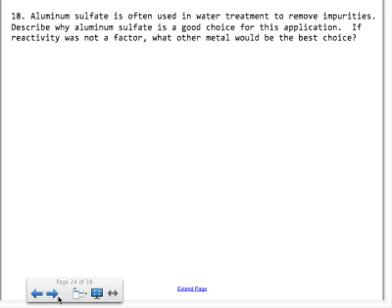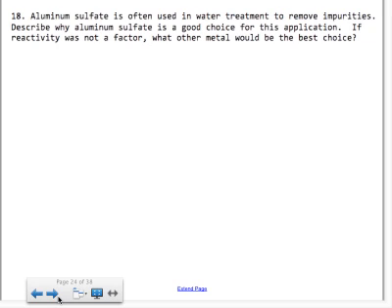So you're looking for something that's reactive, that forms precipitates that can then be removed. And if reactivity was not a factor, it's kind of not the best way to word the question, but what other metal would be the best choice? Well, if you're looking for something that's really reactive, it would be the top of the list, like lithium and sodium. Of course, those will also react with the water itself, and you can't have that. But the point is, you're looking for something reactive that will form precipitates that can be filtered out.